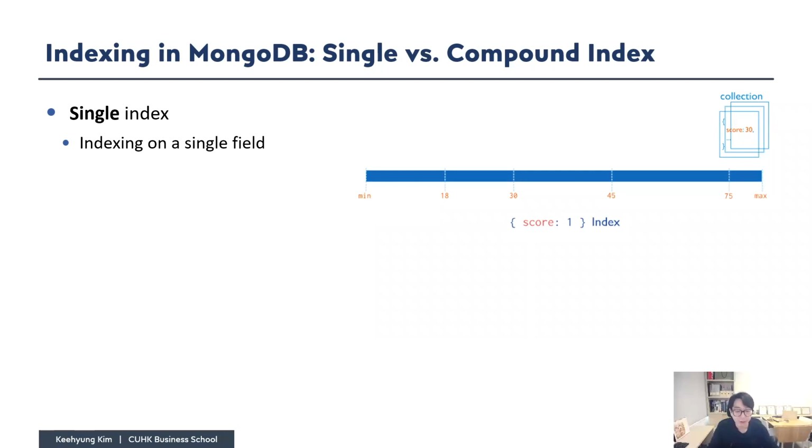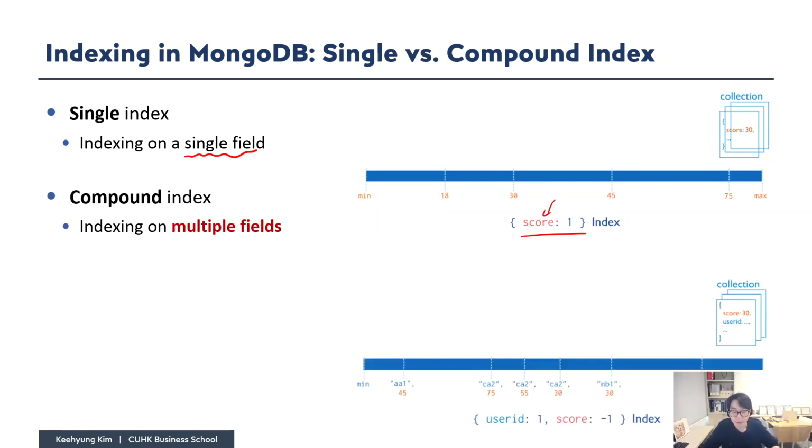So when you create an index, you can actually create it in many different ways. The most common index will probably be the single index. Basically, it's indexing on a single field. So something like this. In each document, if you have a score field, you make an index on the score field. So that's it, single index.